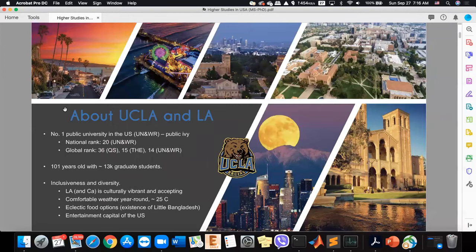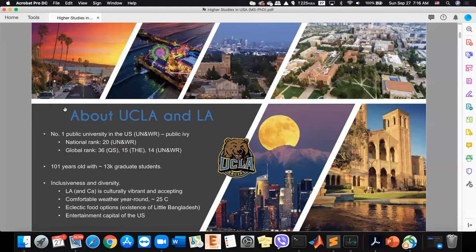A little about UCLA and LA. UCLA is ranked the number one public university in the US, and it's considered a public Ivy by the US News and World Report. This has been going on since 2017. Nationally, we're currently ranked 20th, and globally, we're always ranked within the top 40. Currently, we're 36th on the QS ranking, 15th on Times Higher Education, and 14th in the US News and World Report.